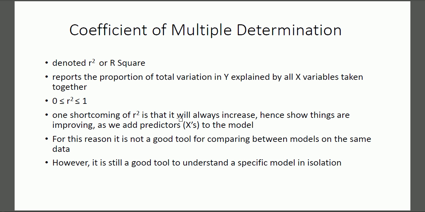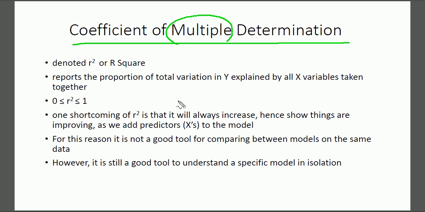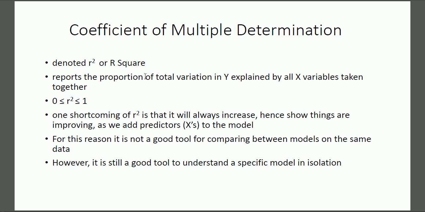First off, R-square, which stands for the coefficient of multiple determination when it's used in multiple regression. It's denoted R-square, just like in simple linear regression, and some software labels it differently, so be aware of the different ways it's labeled. It still tells us the same information that it did in simple linear regression. It reports the proportion of the total variation in the y variable that's explained by, this time, not just one x variable, but all the x variables that we've considered taken together.